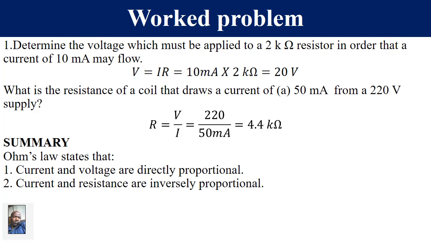The other question: what is the resistance of a coil? Resistance is inversely proportional to I. But in that case, we are going to divide V over I to get R. That's 220 as our V, and our I, 50 milliamps, is equal to 50 times 10 to the power minus 3. Guys, solve that. Punch your calculator: 220 divided by 50 times 10 to the power minus 3. You must get 4,400 or 4.4 kilo ohms.